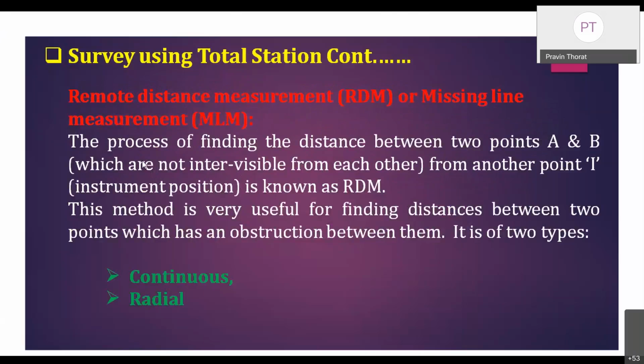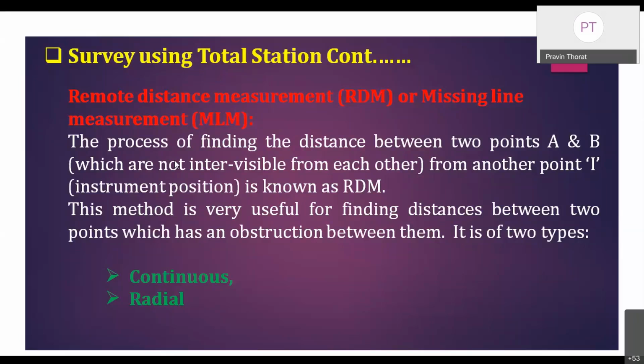Then remote distance measurement is known as RDM or missing line measurement. It is the process of finding the distance between 2 points, object A and object B, which are not intervisible from each other. We have studied in basic surveying the various obstacles in surveying. When such obstacles occur, the total station can easily tackle them. This method is very useful for finding the distance between 2 points which have an obstruction between them.